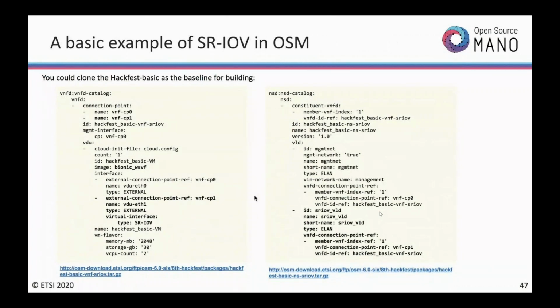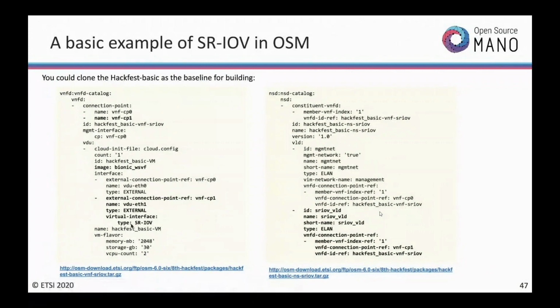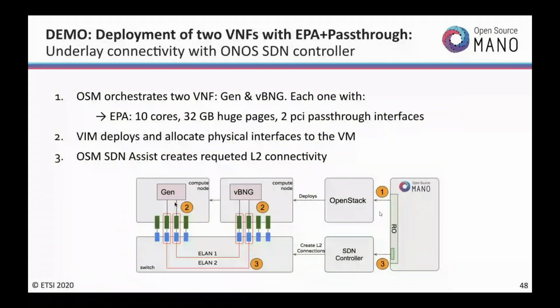Before that, just a clarification. In your VNF, instead of virtio, which is the default type of virtual interface, the interface of the VDU would say type SR-IOV. And then you just use the VLD as always in your network service, and that will make OSM take care of the rest. Okay, so now we're going to the demo.